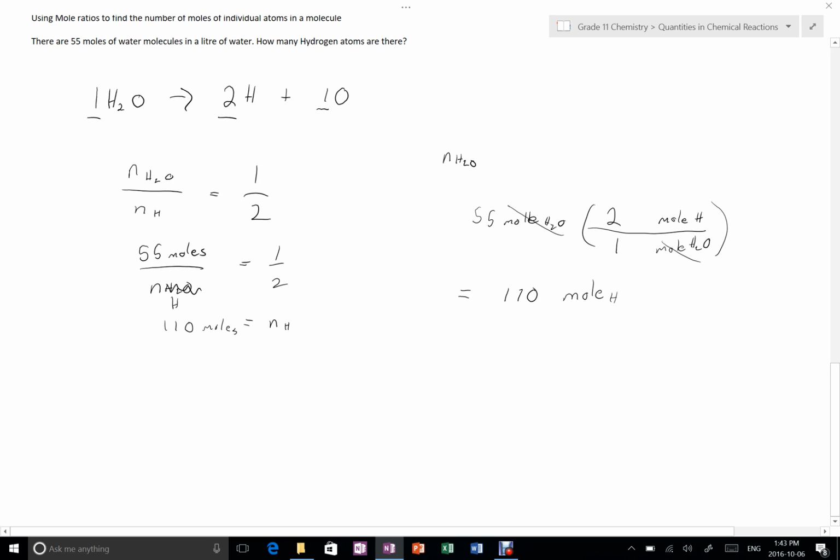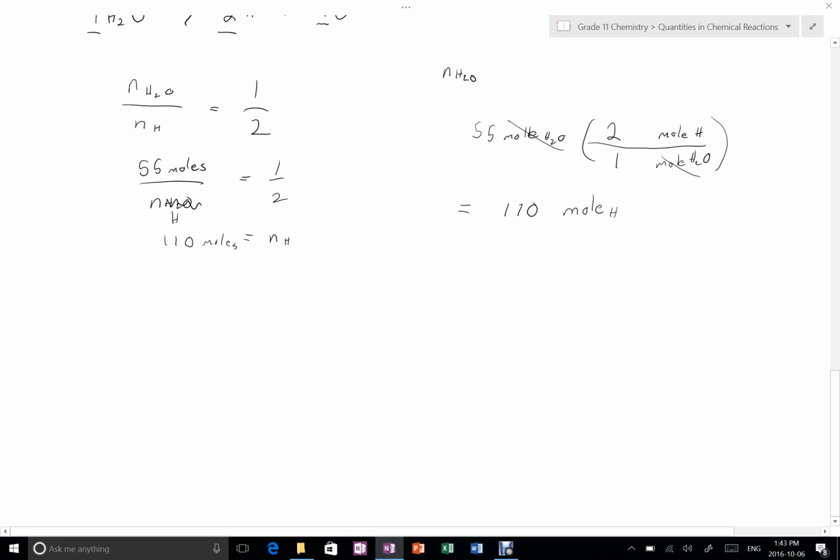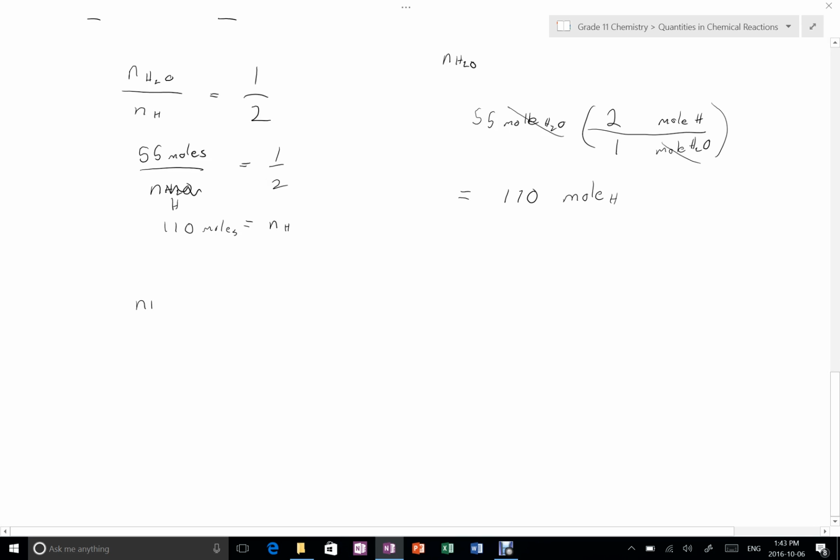Now we have to convert that actual number of moles into a number of particles, I think. It said how many hydrogen atoms. So, again, I can use my formula: number of particles divided by Avogadro's number. So here, my 110 moles is going to be equal to some number of particles for hydrogen divided by Avogadro's number. So I can get my number of particles by multiplying those two things. So I get 6.622 times 10 to the 25 hydrogen atoms.